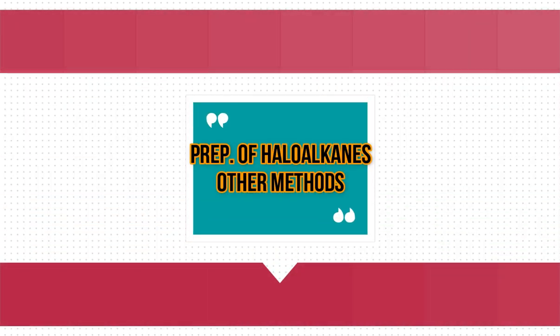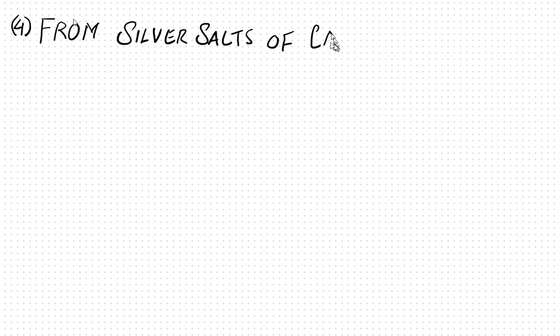So after discussing various methods to prepare haloalkanes using alcohol, alkane, alkene and whatnot, we are also going to discuss some other methods for preparing haloalkanes, that is from silver salts of carboxylic acid and also from halide exchange method. Now these two are very easy, you don't have to worry about anything in these preparation methods. These are pretty easy as compared to the other ones, so just relax and enjoy this video.